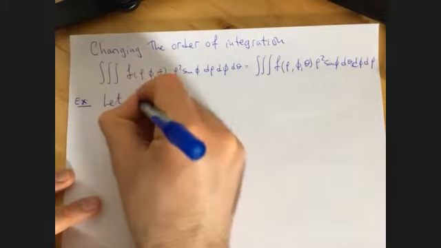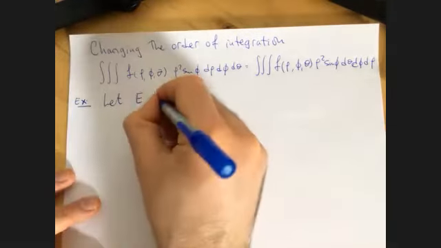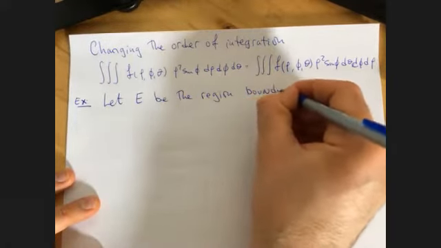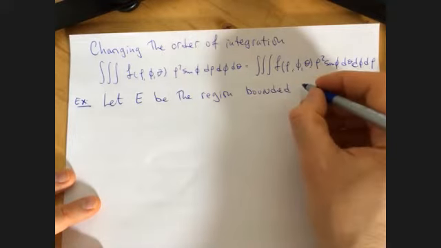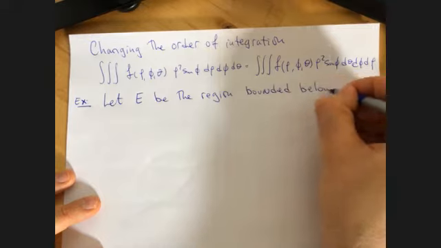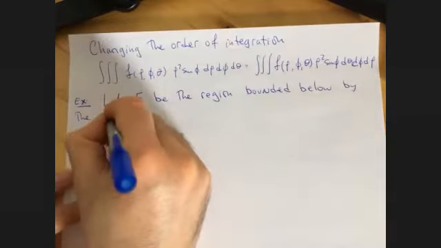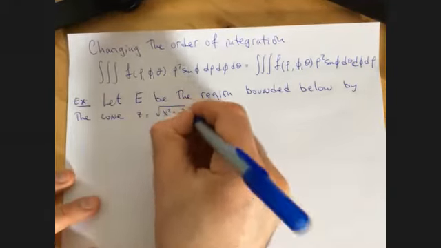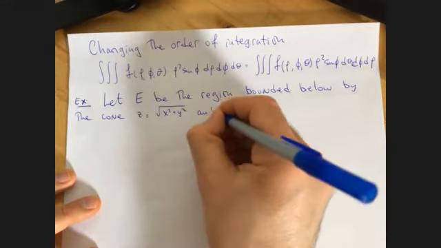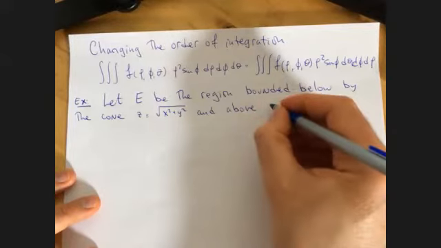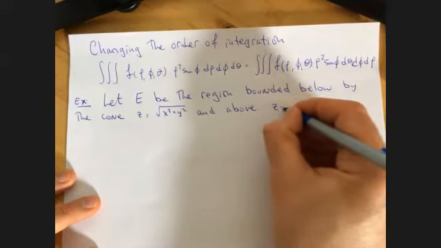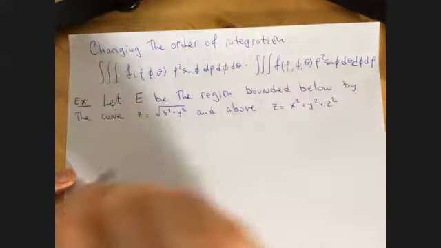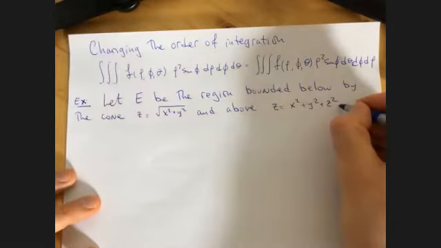Let E be the region bounded below by the cone z is equal to the square root of x squared plus y squared, and above by the sphere z is equal to x squared plus y squared plus z squared. Okay, set up the integral.